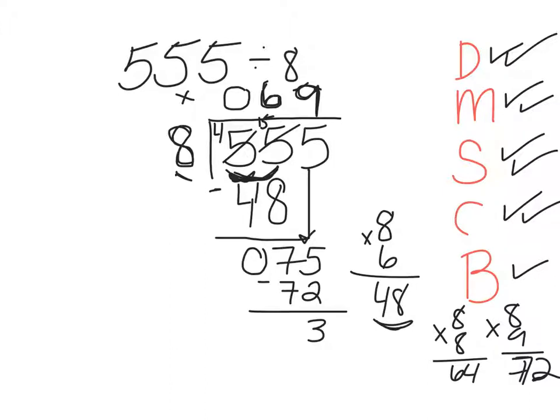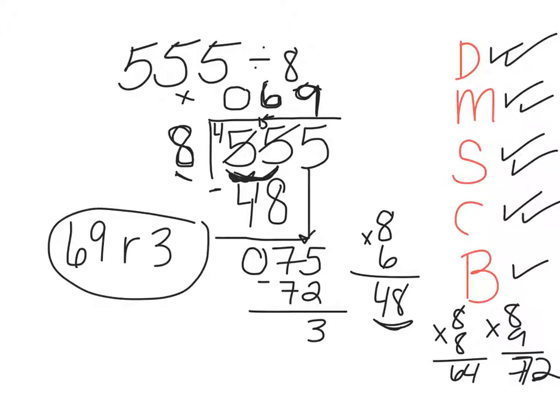And let's bring down. But we don't have anything to bring down because as you can see, we have nothing left to the right of our number 5. So we're done. In this case, we have a remainder for our problem and we're just going to leave it as a remainder here. So we're going to write it 69 remainder of 3. You could also have written it up here like that.